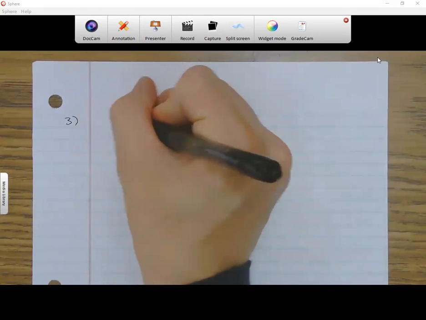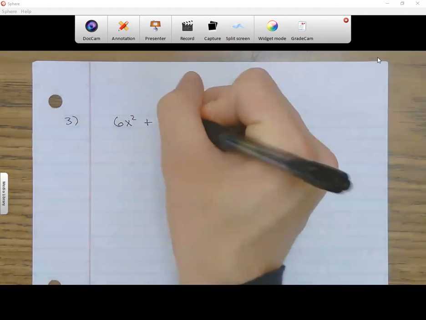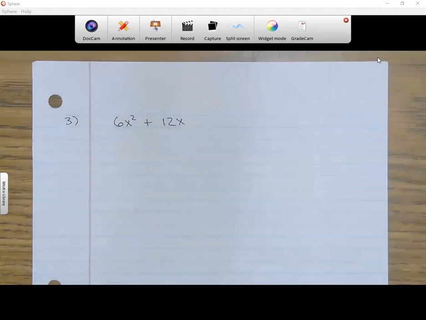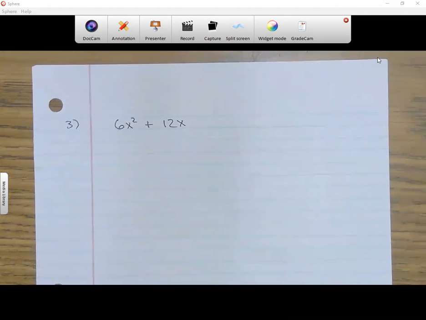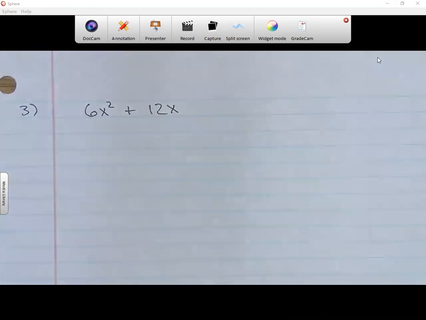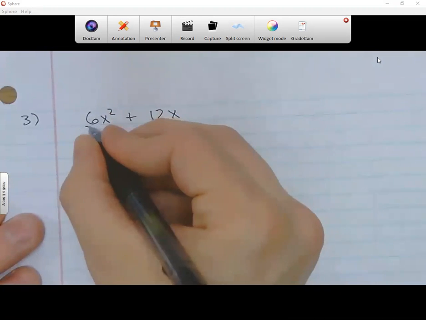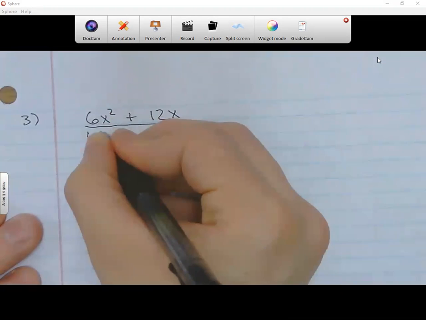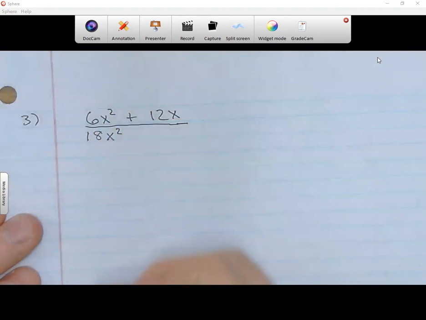All right, let's take a look at number 3. Okay, for number 3, we got 6x squared plus 12x. And then on the bottom, we have what? Let me zoom in right here. We got 18x squared plus 36x.